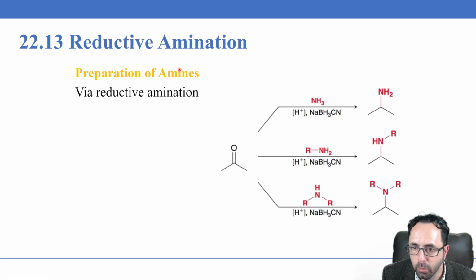We can also produce amines by the reductive amination of a carbonyl. So we can do this with ammonia, which will produce for us a primary amine. We can do it with a primary amine, which will produce for us a secondary amine. Or we can do it with a secondary amine, which will produce for us a tertiary amine. And that's going to be the reaction of the amine, followed by a cyanoborohydride.